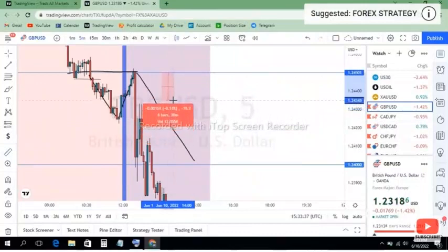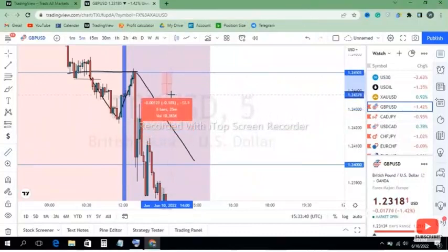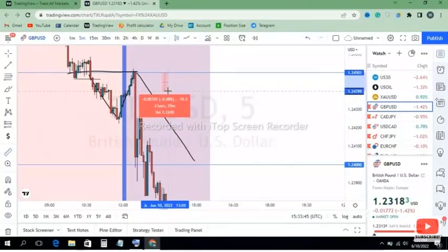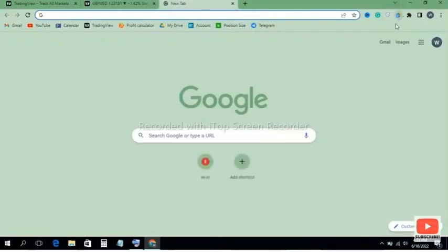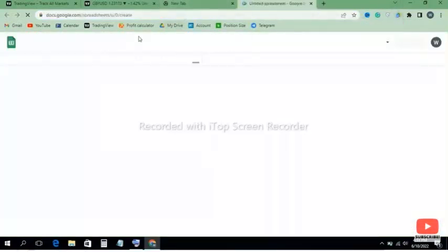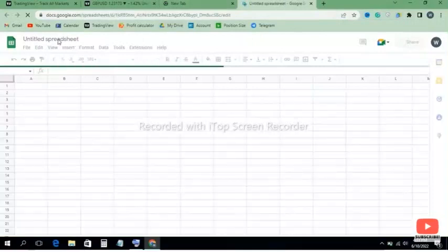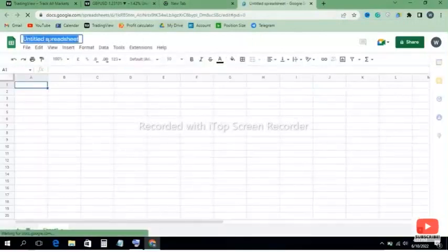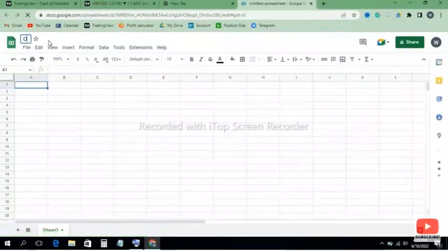So to keep track of your 10 pip a day strategy, you can also open a spreadsheet right here. You can check Google for a spreadsheet. Definitely this is a Google spreadsheet. Open a spreadsheet right here, name it 10 pip a day strategy. Then over here you put your capital right here. That's your startup. Then over here you keep record of what you do. This should be your results.